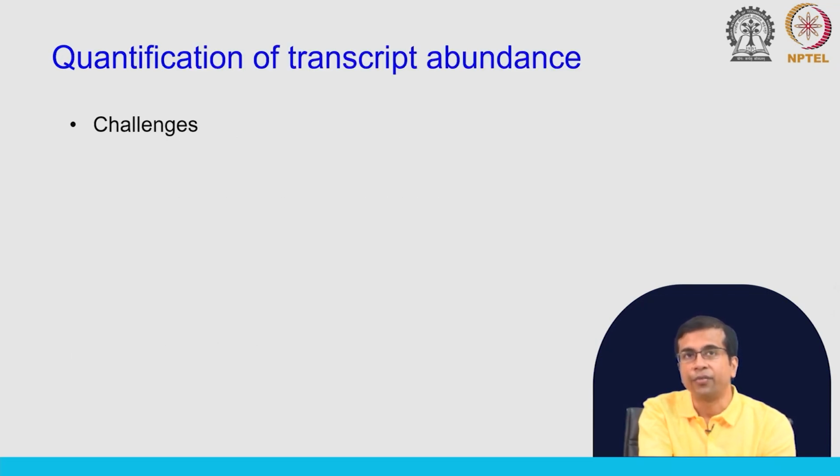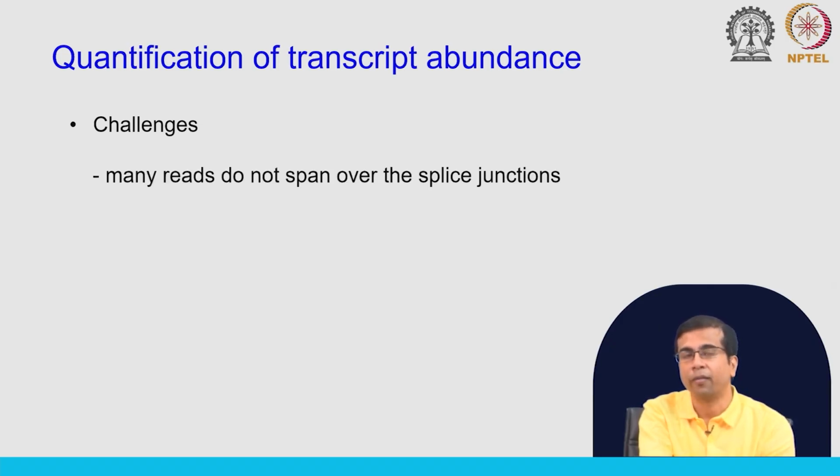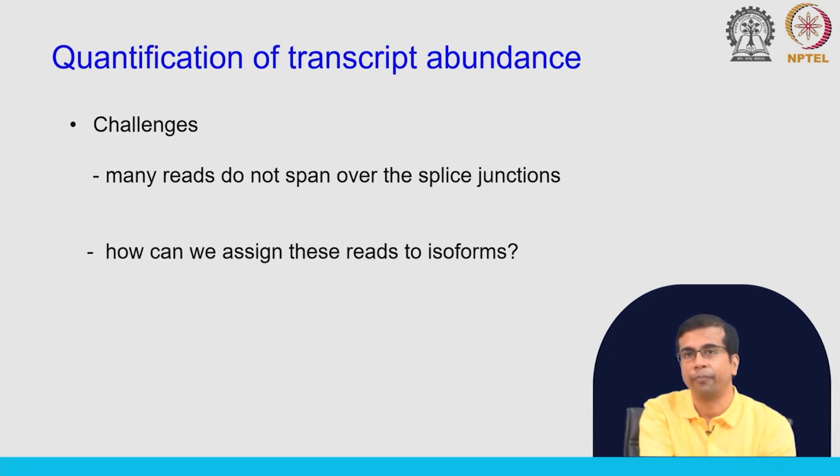Now, what are the challenges for transcript abundance quantification? We will end with some of these discussions. One of the things is that many reads do not span the splice junctions. As we have seen in the case of short read data, most reads map to the exon regions. So using these reads in short read sequencing, how can we assign them to isoforms? How do you identify isoforms? This is a huge challenge for us.